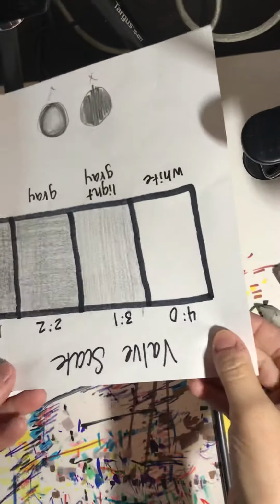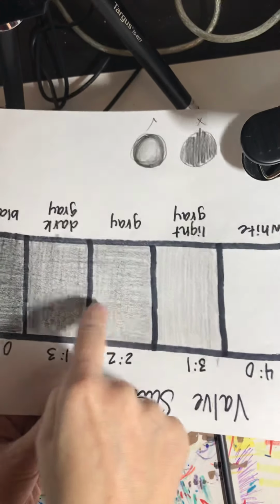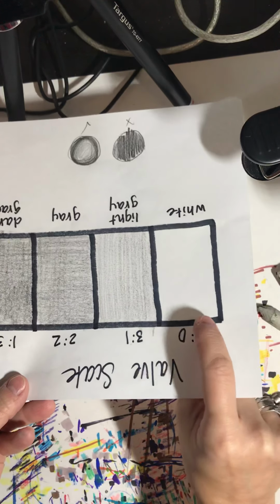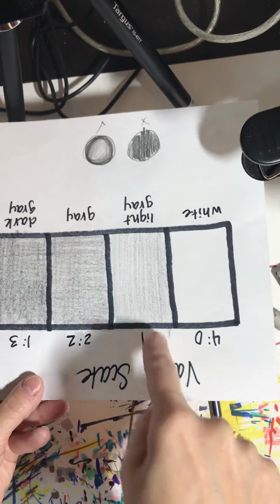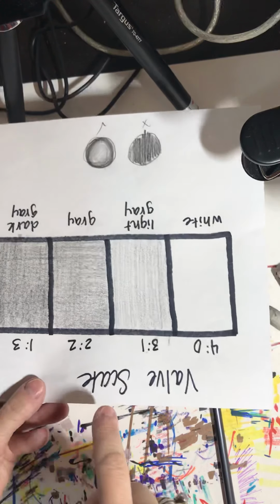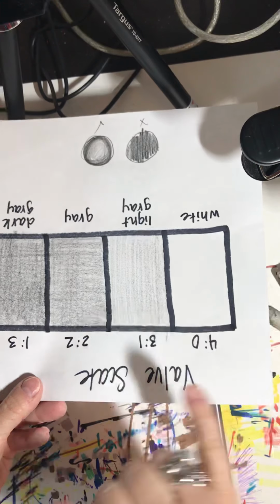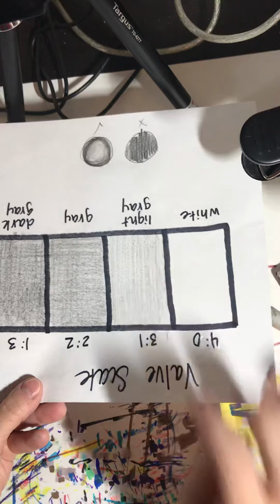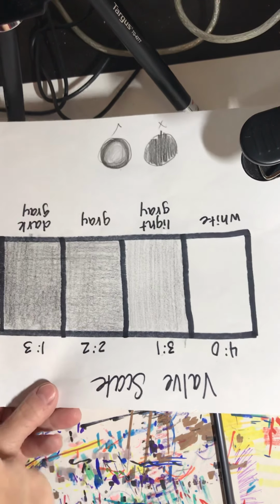So we started off last class with our value scale, and I showed you how to make this with your white, light gray, gray, dark gray, and black. And remember, those were those ratios of 0 black, 4 white, and then 1 black, 3 white, and you can see it goes on. If you're using a regular pencil and not a charcoal or white chalk, then you leave out that white. The white would be considered your paper. So then it's 0 of pencil, 1 layer, 2 layers, 3 layers, 4 layers.